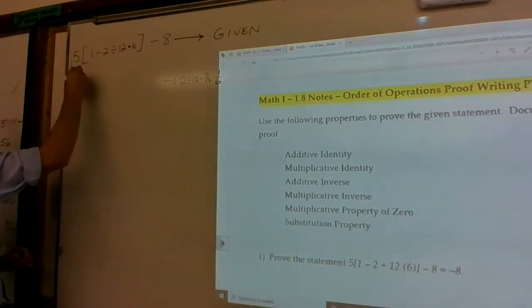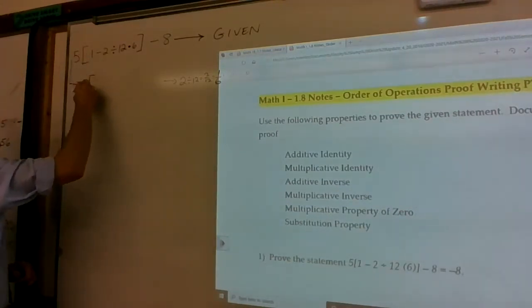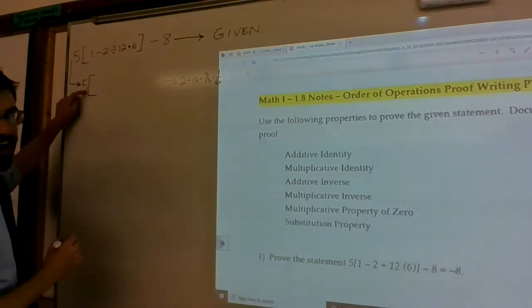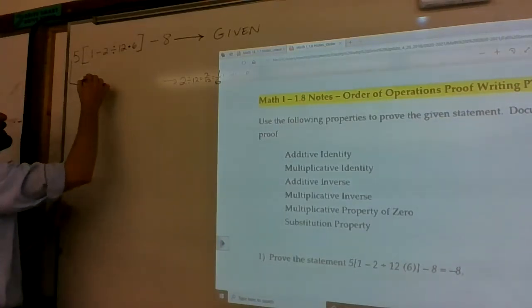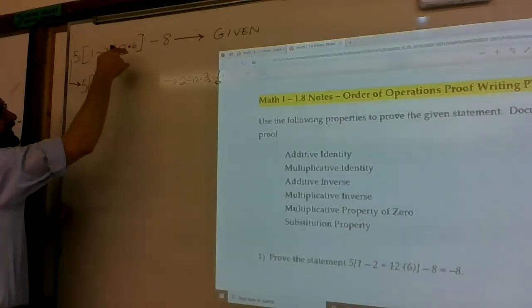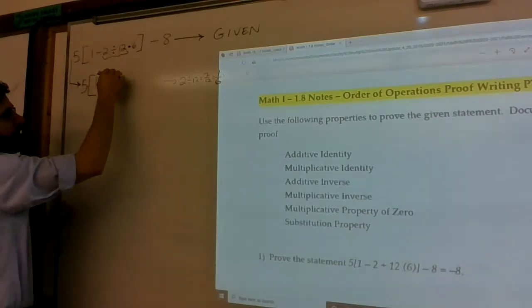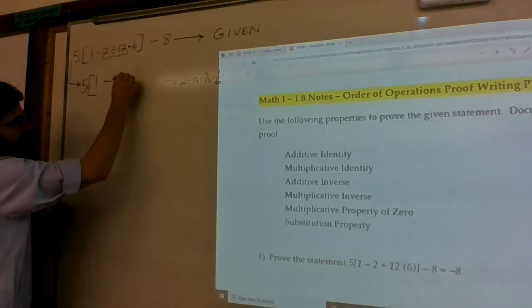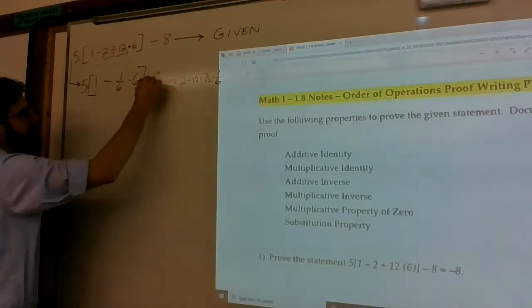So I'm taking the 5, I'm rewriting it, brackets. By the way, this is 5 times, just to keep that in mind. There's a 1 here, minus. Take out the 2 divided by 12. Replace it with 1 over 6. Times 6, bracket, minus 8.